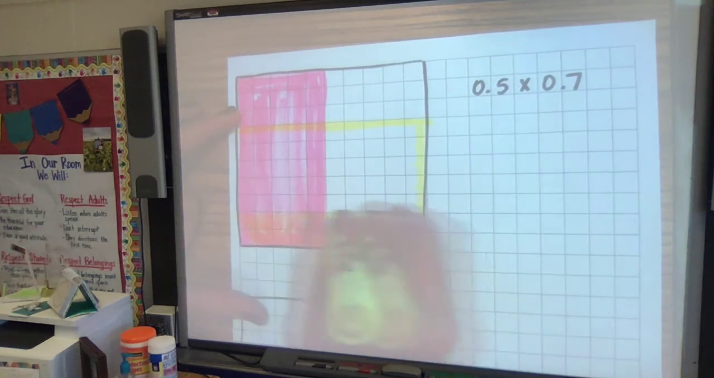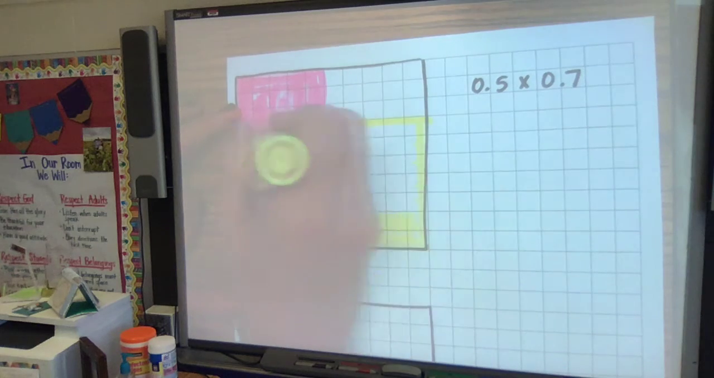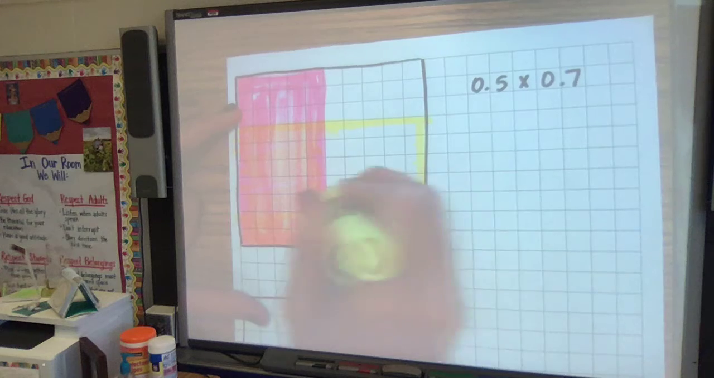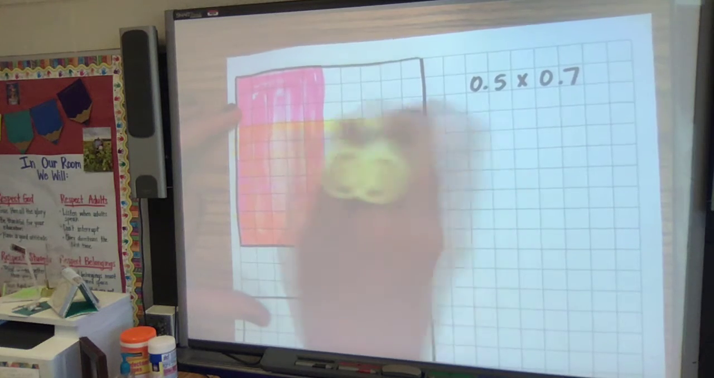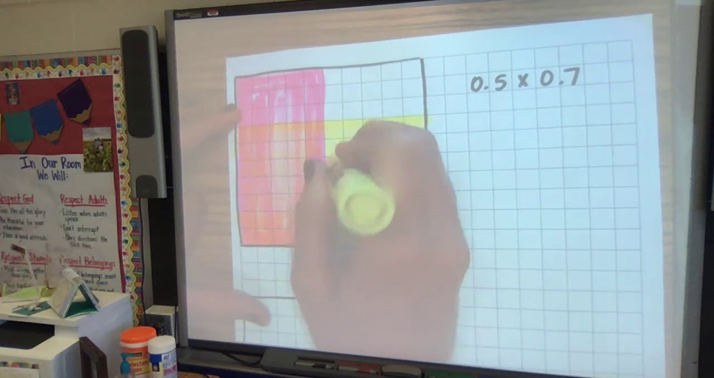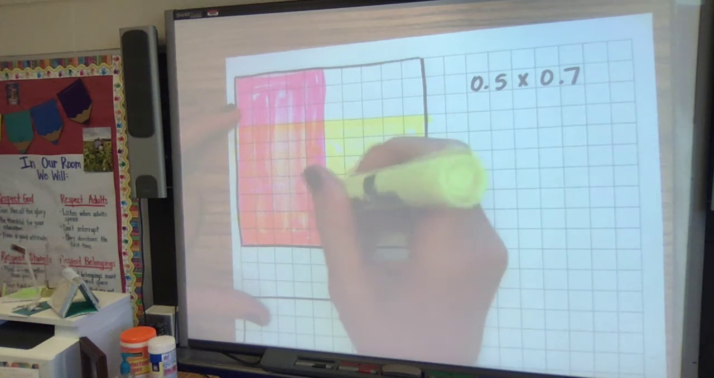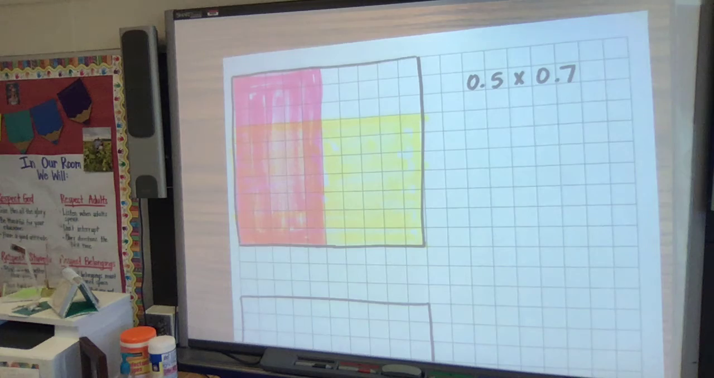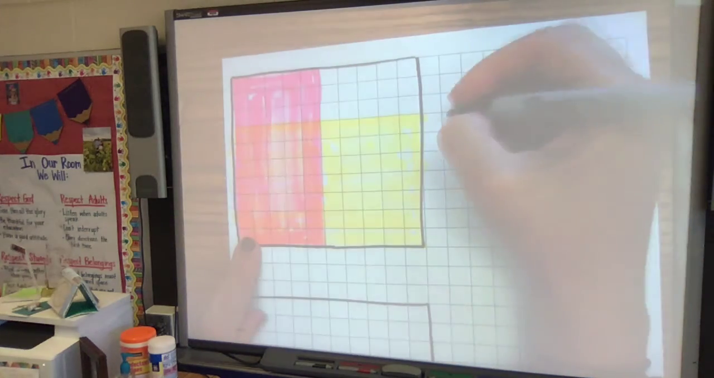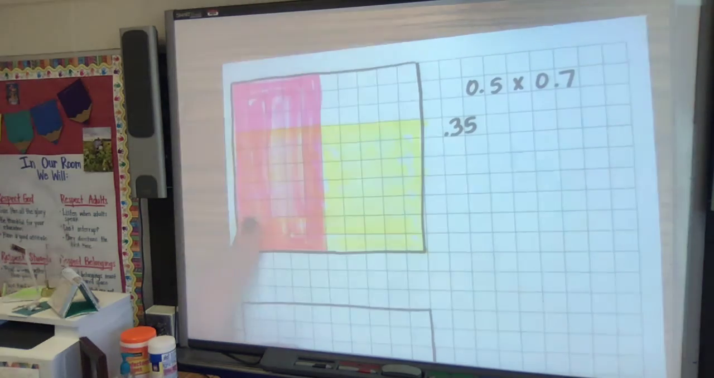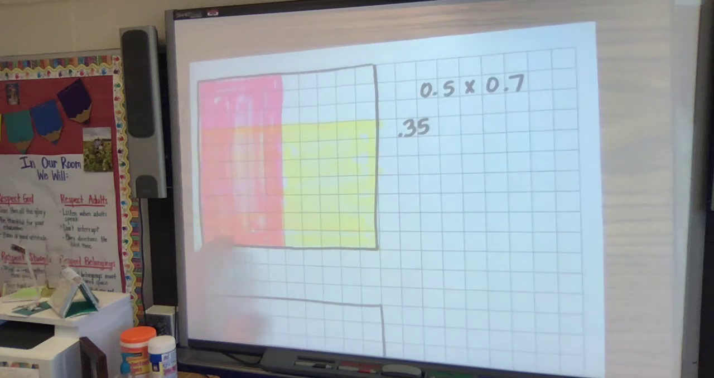And I can see where they overlap. It's making that pretty orange. All right. And if I was to count those, 1, 2, 3, 4, 5. 1, 2, 3, 4, 5, 6, 7. I know that 5 times 7 is 35. 35 out of my whole, out of my hundreds. That's 35 hundredths. That's how I could represent it with a picture.